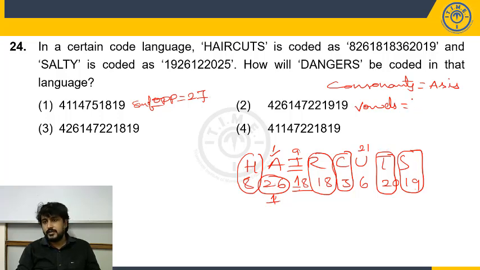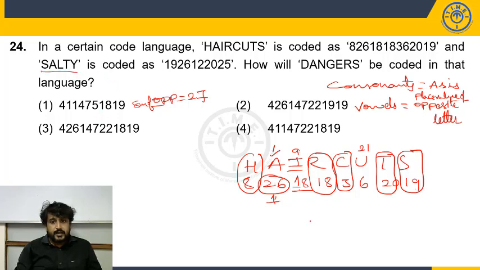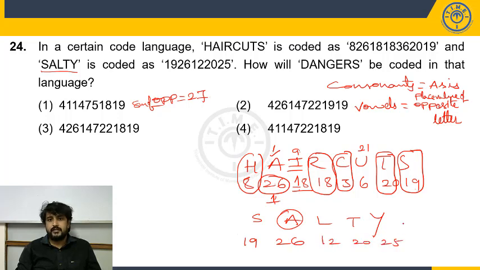So what is the logic for the vowels? Place value of the opposite letter. Now, is it coded in the same way here also? Let's check it. Salty. According to this, S place value should be 19. A should be 26, the opposite letter. L is 12. T is 20. Y is 25. Is it given the same? 19, 26, 12, 20, 25.